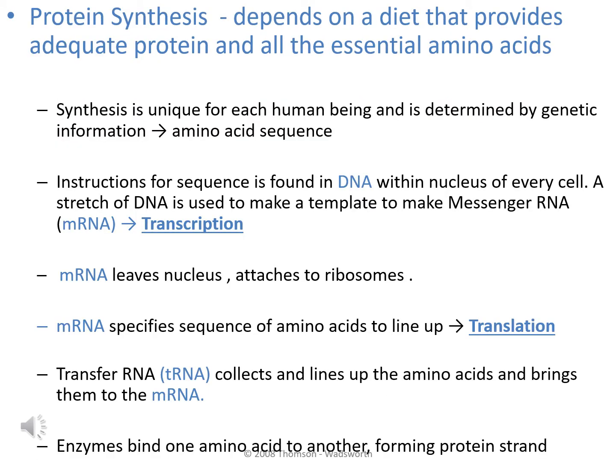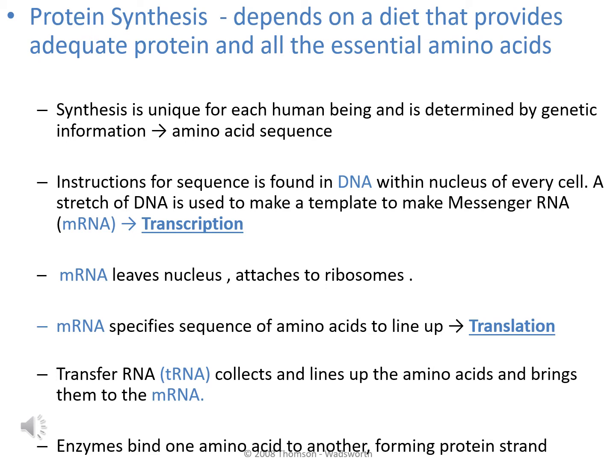Once we have these single amino acids now being available after the process of digestion and absorption, what happens next? Well, they are now used to synthesize body proteins. This synthesis depends on two factors: having a diet that provides adequate protein as well as all of the essential amino acids, and also our genetic information, or our genes.